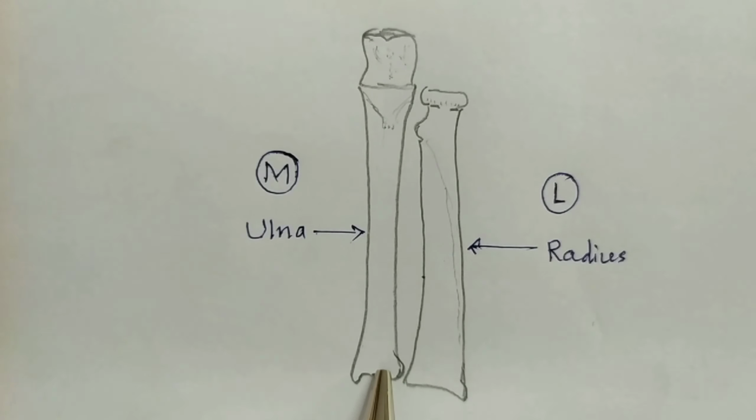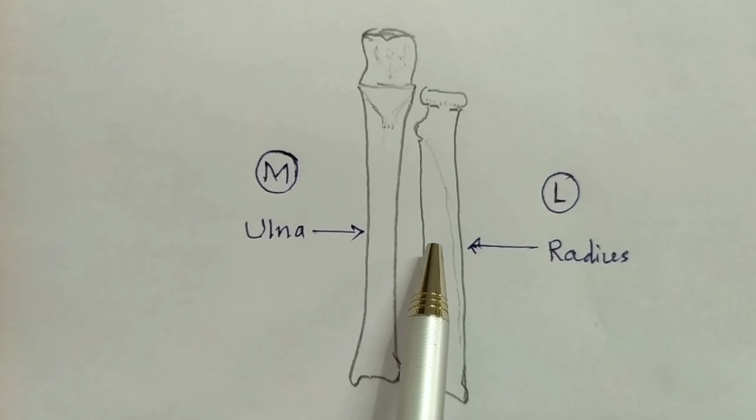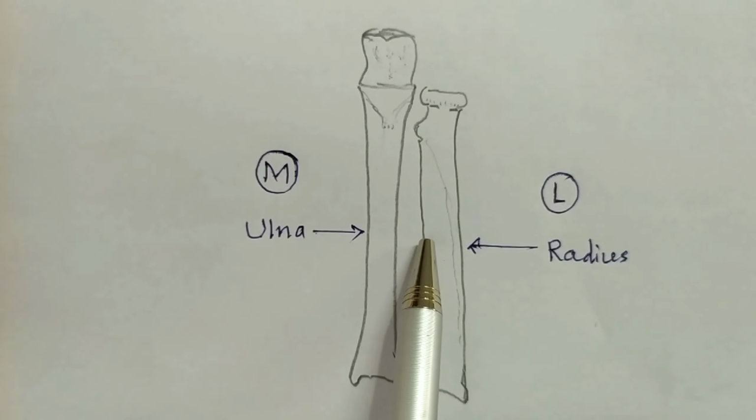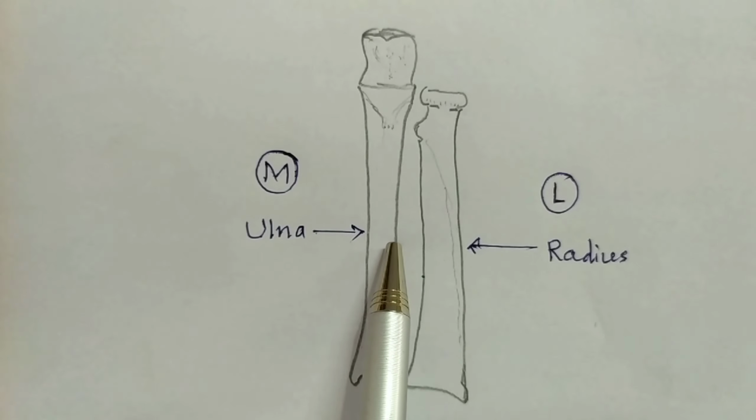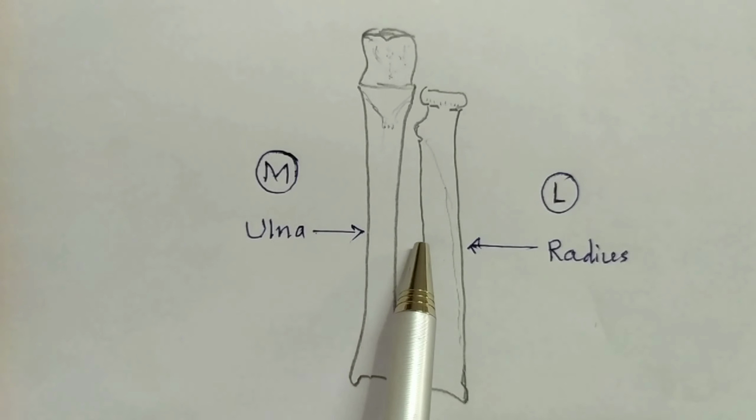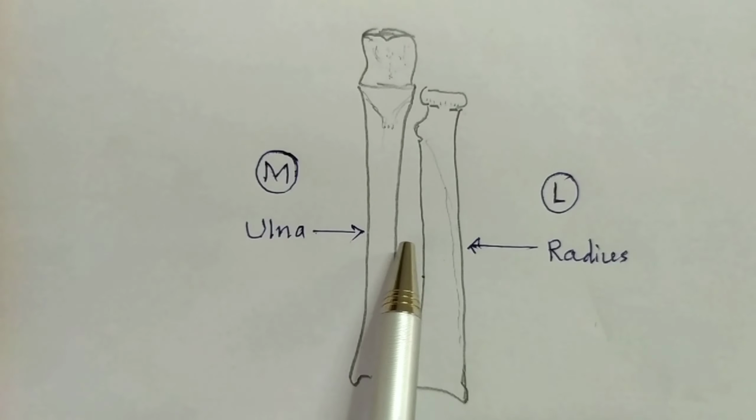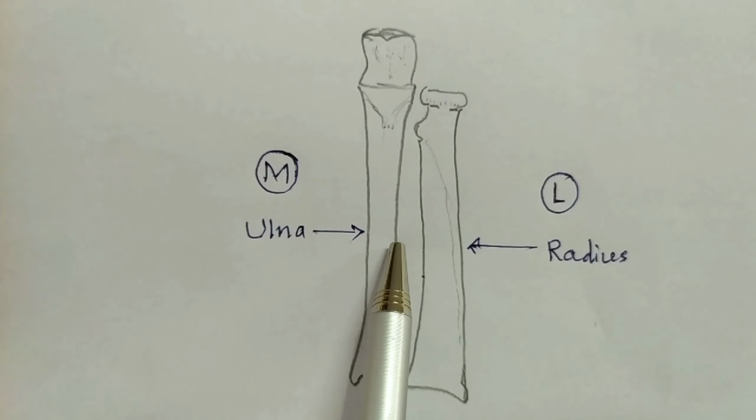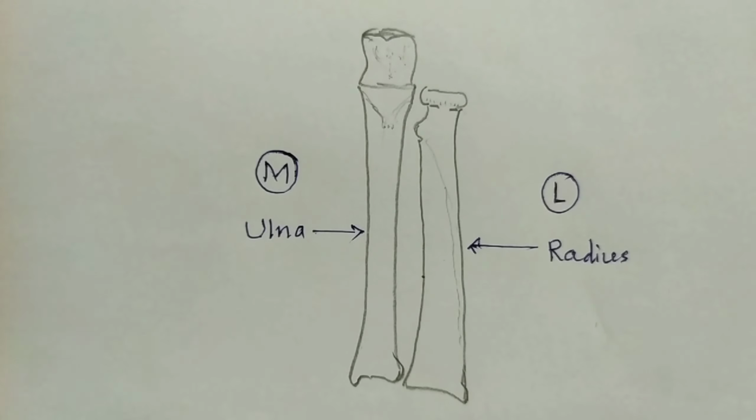Being the long bones, their shaft is having three borders. Both bones have anterior and posterior border. The radius, being the lateral bone, has medial border, and ulna, being the medial bone, has lateral border. The medial border of radius and lateral border of ulna are also called interosseous borders. They give attachment to interosseous membrane.